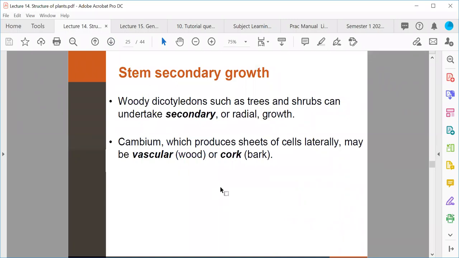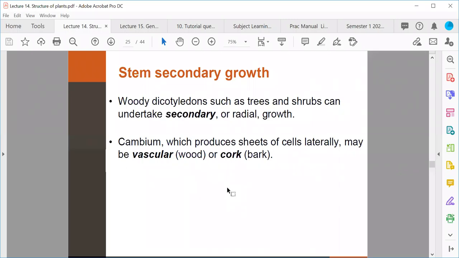Okay, so the type of growth that we've been talking about so far, that originates from the shoot apical meristem, the root apical meristem, and so on, it's all referred to as primary growth. And all plants undergo primary growth. But when we're talking about woody type dicots, such as trees and shrubs, and even smaller herbaceous plants can also undergo woody growth, these plants undergo what's called secondary growth. And secondary growth adds girth to the plant. It makes stems much wider.